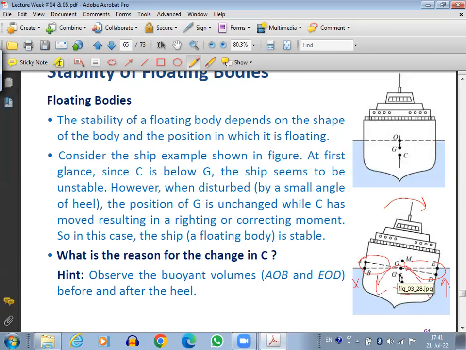Why? Because G is like this, C is like this, so it's going to produce a righting moment, which is opposite to the moment produced to tilt the ship. So in this way, the ship is going to return back to its original position.